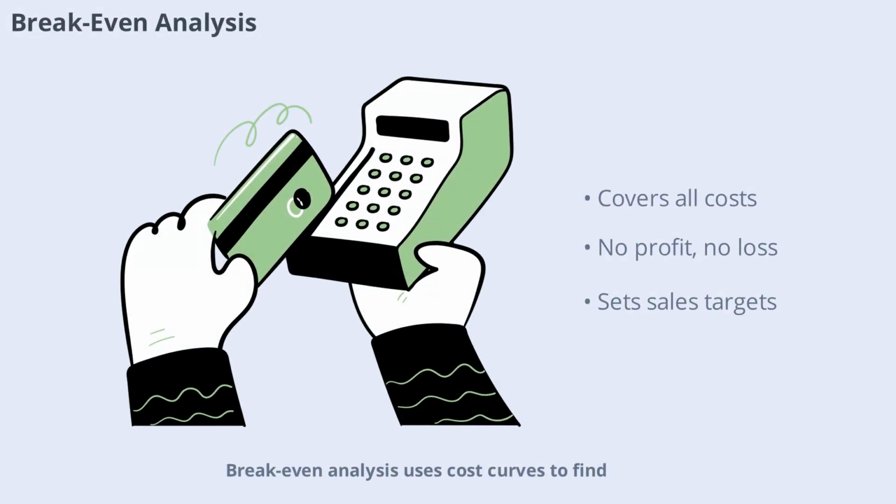Break-even analysis uses cost curves to find the point where total revenue equals total cost. This is where a business covers all its expenses but doesn't yet make a profit. Knowing the break-even point helps businesses set sales targets and pricing strategies. It's a key step in financial planning.